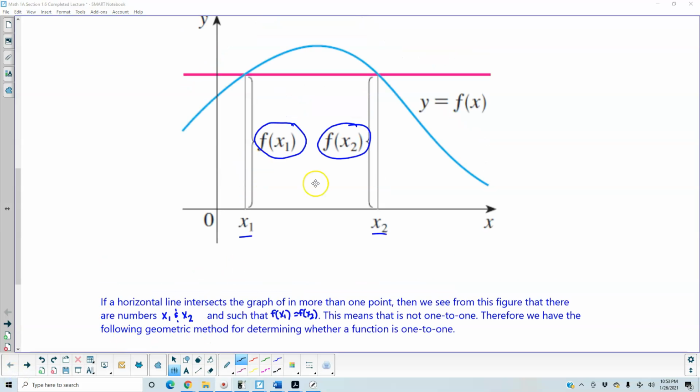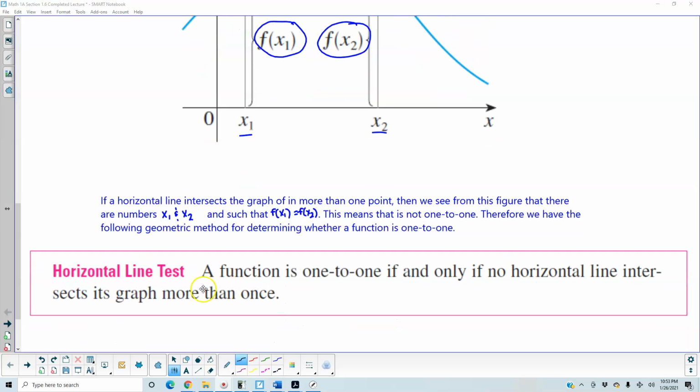So ultimately, this statement brings us to our definition here. The horizontal line test states that a function is one-to-one if and only if no horizontal line intersects its graph more than once.